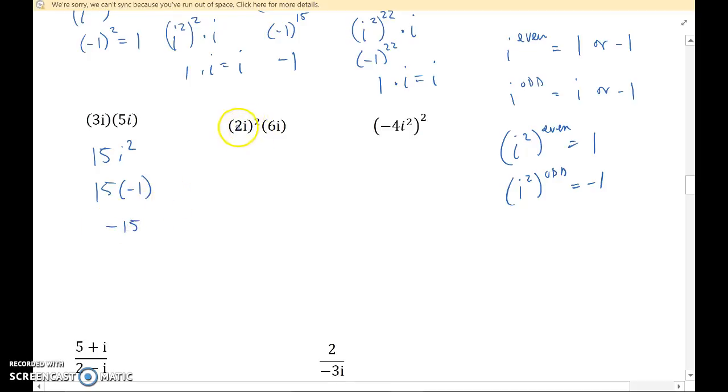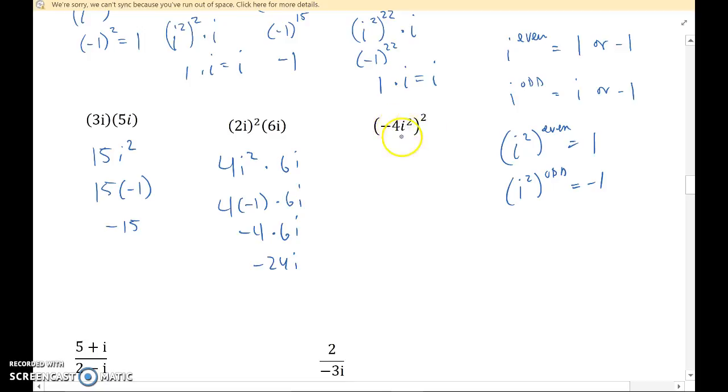In our second problem, we're going to square the 2i, and we get 4i squared times 6i. I would suggest going ahead and simplifying this i squared to a -1. So it gives us 4 times -1 times 6i. And so 4 times -1 is -4 times 6i, and we get a -24i as our solution.